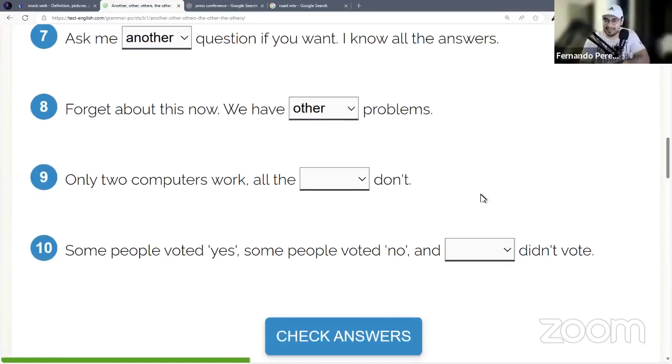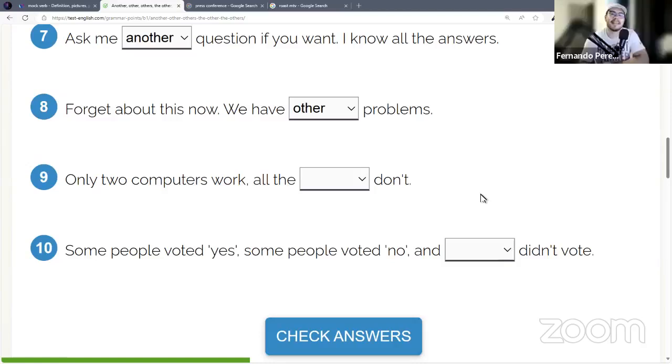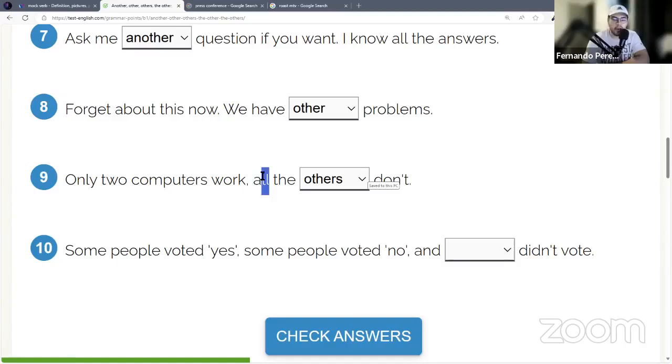Number 9. Go, Elena. Only two computers work, all the others don't. Very good. You are correct. It's plural others because you say all. Pronunciation, Elena? All, not al. All the others don't. Exactly. Because you have the word all, you know that this is plural. That's the reason you need others.